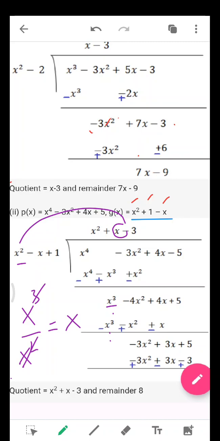Then multiply minus x with x. It becomes minus x square. I'll write here. And 1 into x is x, so I wrote here. Got it, everyone? So this is the process, this is the step we have to do.